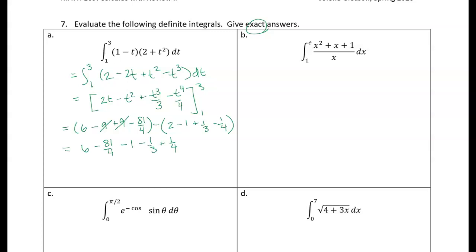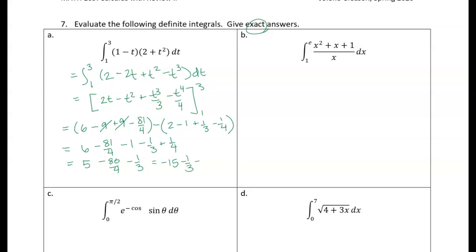Just take it one step at a time, because otherwise you can make sign errors and it's really easy to get messed up. So if we combine the whole numbers, we've got 5 minus 1. I guess integers really, not whole numbers, since minus 1 isn't really a whole number. So we have 5, and then minus 81 over 4 plus 1/4, which is minus 80 over 4, and then we have minus 1/3. Now 80 over 4 is just 20. So 5 minus 20 gives you minus 15, minus 1/3.